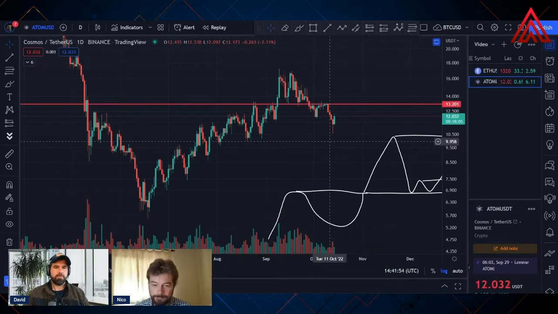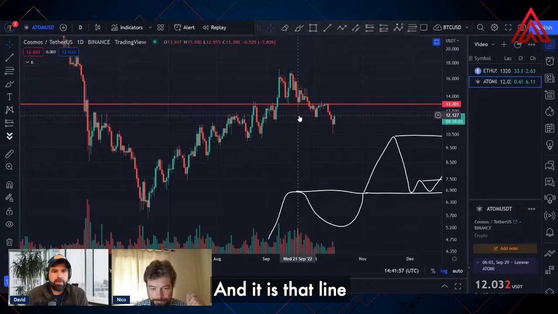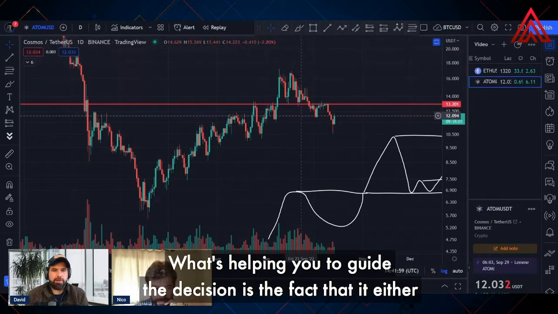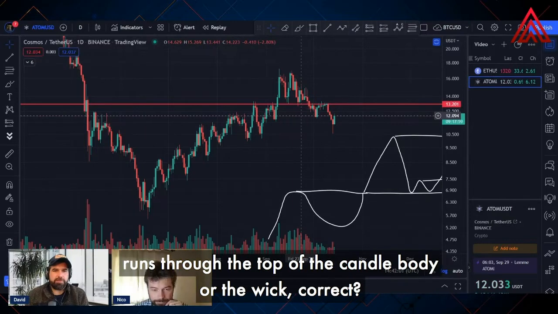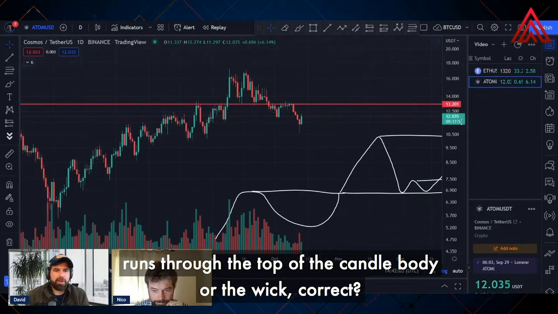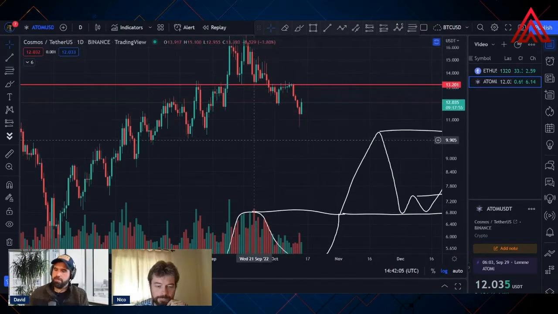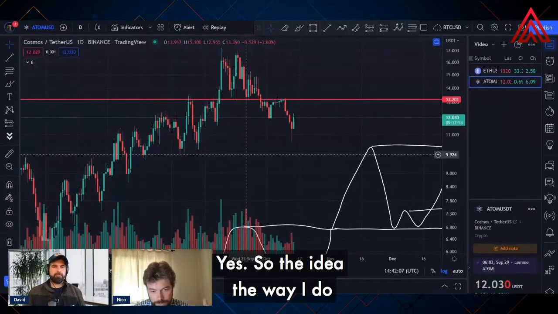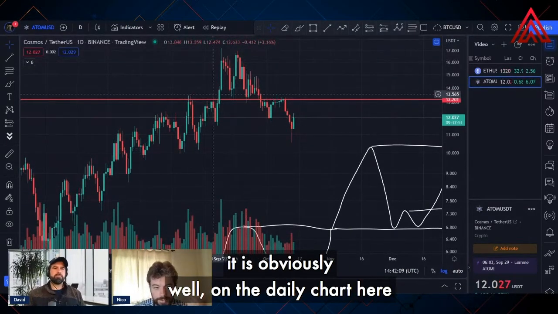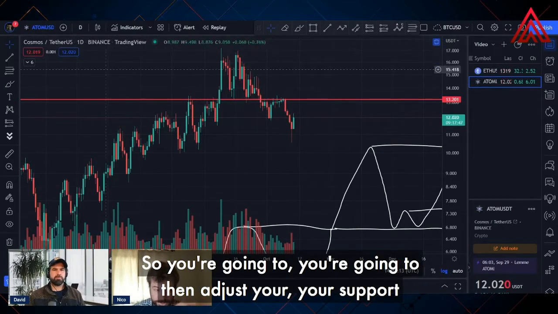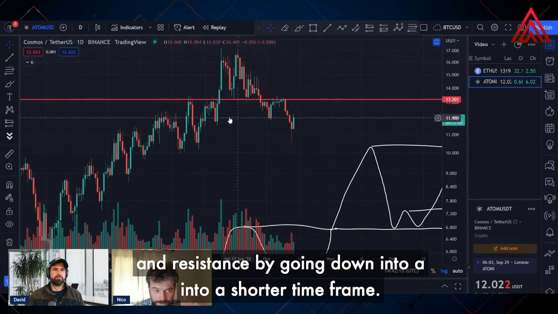Okay, and it is that line that's helping you to guide the decision, the fact that it either runs through the top of the candle body or the wick, correct? Yes. So the way I do it is, obviously we're on the daily chart here, so you're going to then adjust your support and resistances by going down into a shorter time frame.